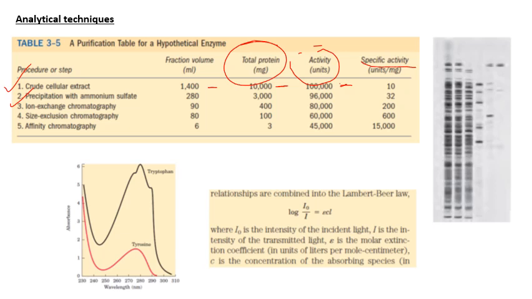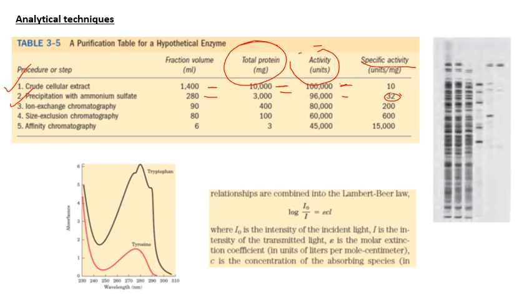So now, because a lot of other junk material is gone, your volume is reduced, your total protein is reduced, the activity is reduced, but the specific activity increases because you have enriched for the protein fraction in your total cell extract.